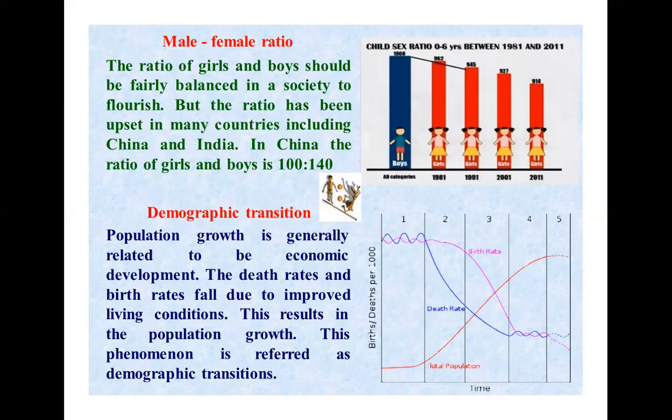Male female ratio. The ratio of girls and boys should be fairly balanced in a society to flourish. But the ratio has been imbalanced in many countries like China and India. In China, the ratio of girls and boys is 100 to 140, means the number of girls is very less as compared to the number of boys.